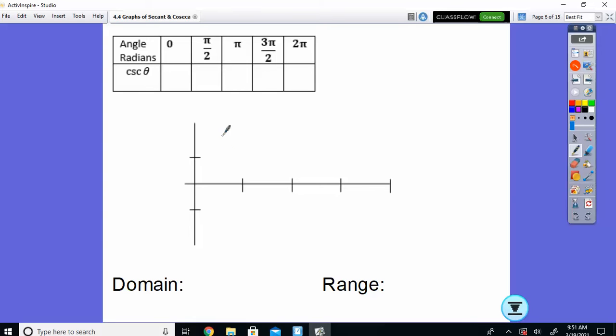Sine. Okay, so if we think about it, sine of 0, if you're doing your hand trick, sine of 0 is 0, so what's cosecant? What's the reciprocal of 0? Undefined. At pi over 2, remember sine is the y, so sine is 1, so the reciprocal of 1 is 1. At pi, sine is 0, reciprocal of 0, undefined. At 3 pi over 2, sine would be negative 1, that means cosecant, reciprocal of negative 1, is negative 1. And 2 pi is back to 0, so that's undefined.